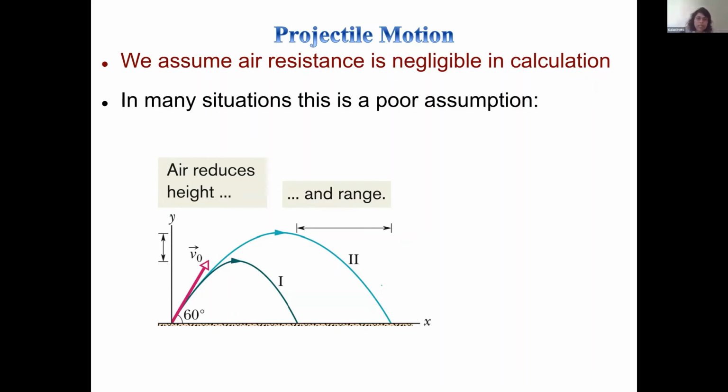You see that in here I project the ball at 60 degrees. This path is without air resistance. Now when I have air resistance, what happens is your ball follows path 1. That means the range is lower and the height is also lower. So that seems to be a poor assumption.